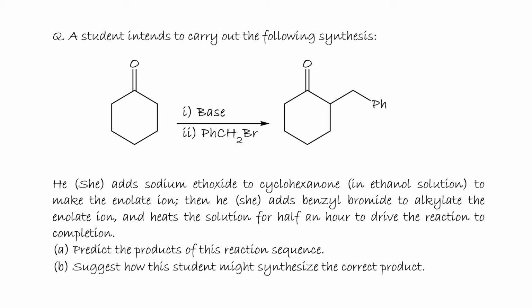The student intended to carry out the following synthesis, starting with cyclohexanone. He would like to use base and benzyl bromide to get this species. As you can see here, it's alpha alkylation. He or she adds sodium ethoxide to cyclohexanone in ethanol solution to make the enolate ion. Then he or she adds benzyl bromide to alkylate the enolate ion and heats the solution for half an hour to drive the reaction to completion.